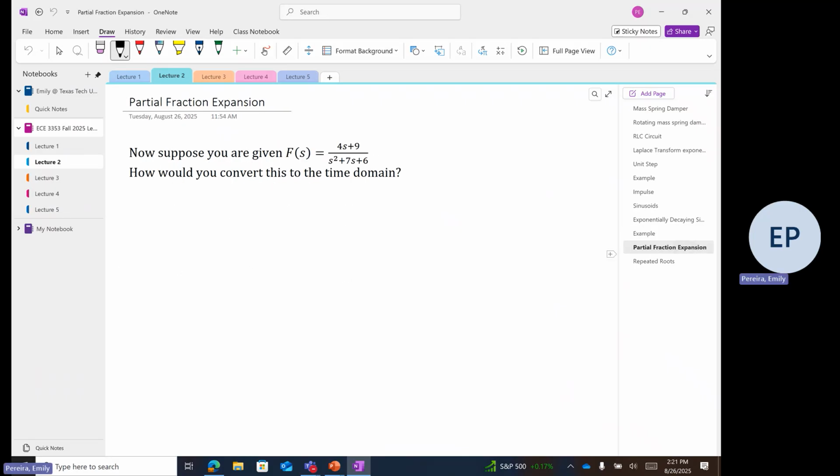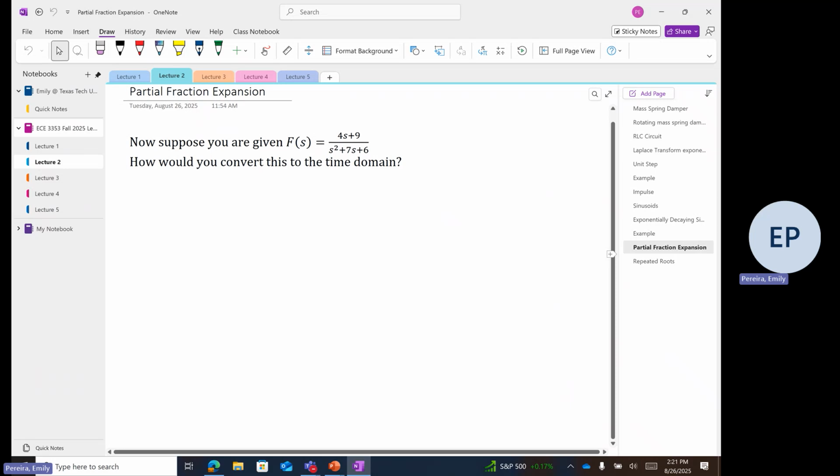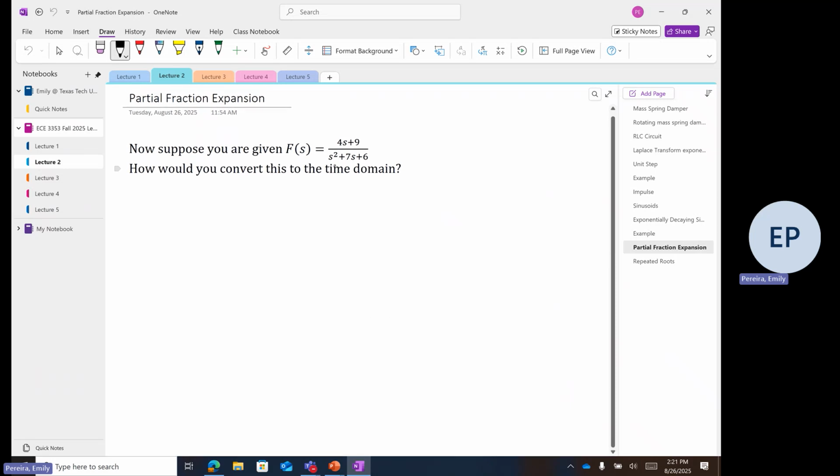Now, suppose that we're given F(s) = (4s + 9) / (s² + 7s + 6). This is often what we're going to see when we're working with these different systems. They're going to be combining different components together to give us this transfer function. And so the question is, suppose that this is your input-output relationship. We're going to talk more about this in the transfer function lecture.